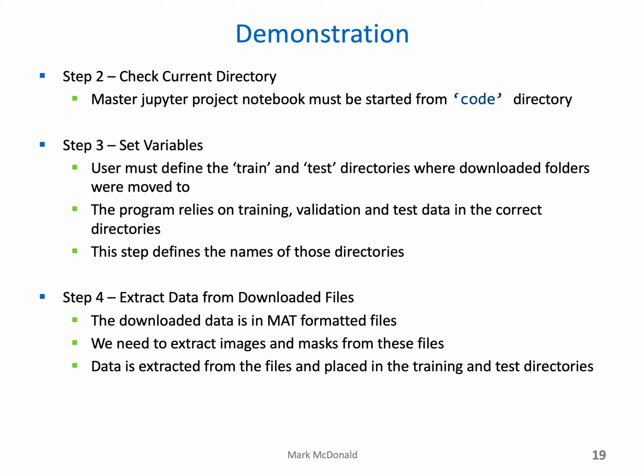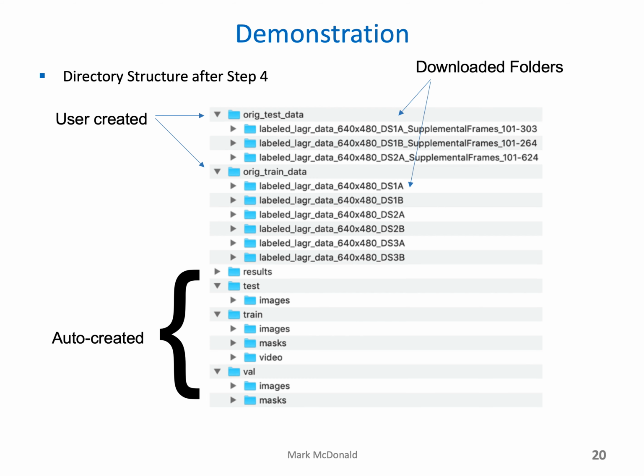The fourth step will extract all of the respective data from the mat files and create images and masks that can be trained. The script step 4 will also extract all of the images from the test mat files and create a series of JPEGs that make up a test video.